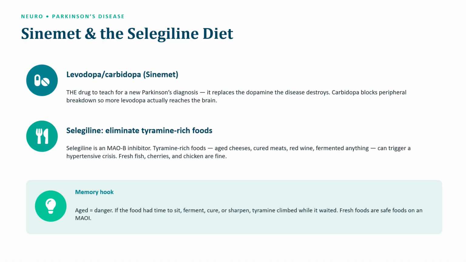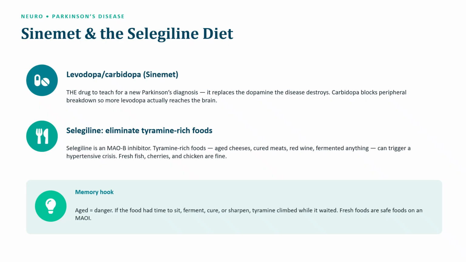Levodopa with carbidopa together, the brand name is Sinemet, is the medication to treat a new diagnosis of Parkinson's disease. So it replaces the dopamine lost because of Parkinson's. The carbidopa component prevents the peripheral breakdown so that more levodopa is able to reach the brain.